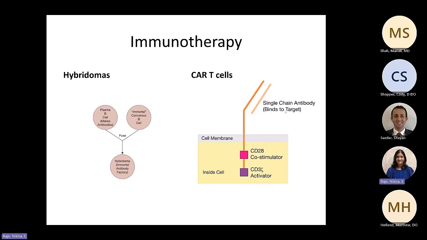So the first signal interacts with that antibody. You get the second signal because of CD28. And then once that activation occurs, you need a signaling molecule, which is the CD3 zeta chain, that's used for providing that signal that can lead to activation of the immune system. So these are called CAR T cells.